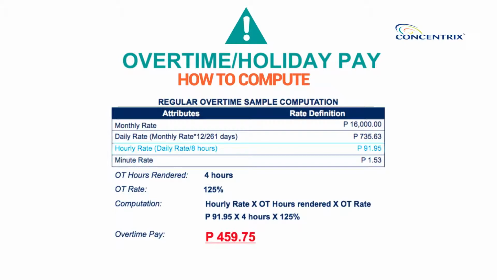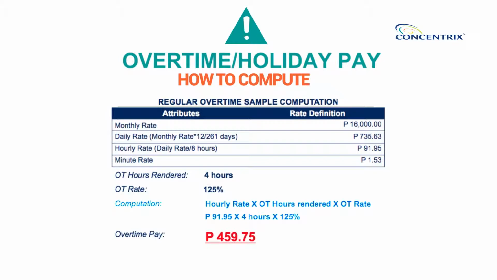So, 735.63 pesos divided by 8 is 91.95 pesos. We will use this hourly rate to compute for your overtime pay. The formula in computing for overtime is hourly rate multiplied by overtime hours rendered multiplied by overtime rate.